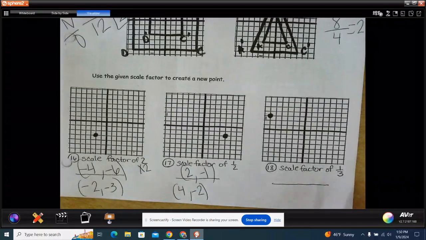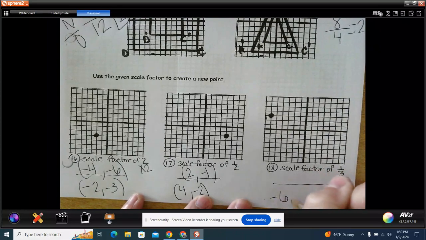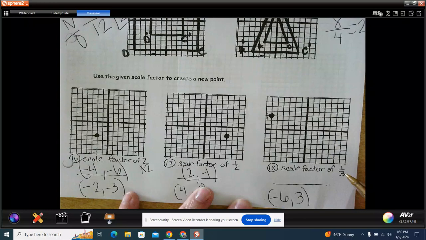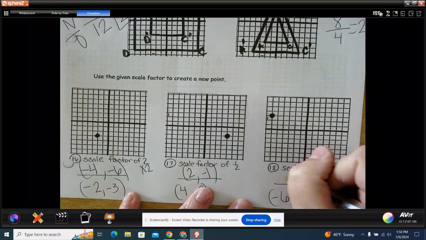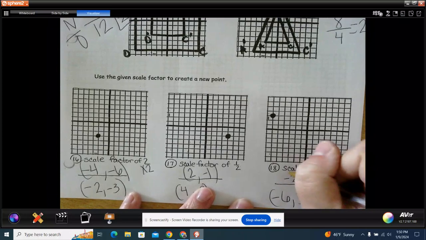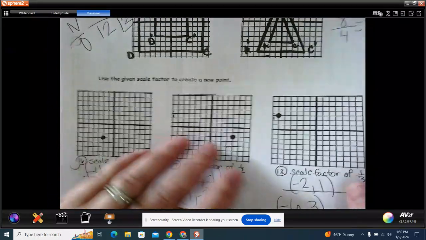And then for our last one, find the point. That is at (6, -6, 3). We're going to multiply by 1/3. 1/3 times -6 is -2, and then 1/3 times 3 is 1. So our new point is at (-2, 1).